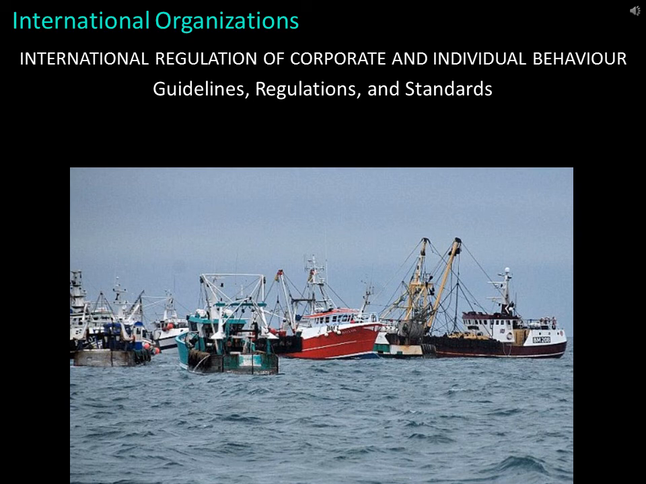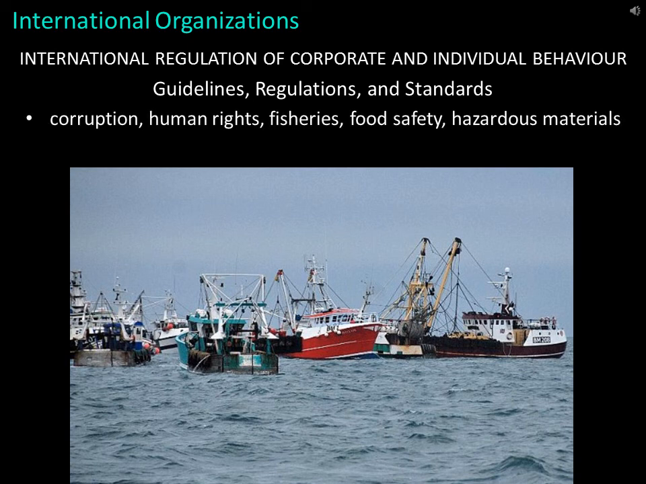A number of international organizations have put forth guidelines, regulations, or standards in an attempt to control corporate behavior with respect to many important issues, such as bribery and corruption, child labor, human rights, fisheries, the safety of food products, and the handling of hazardous materials. As international law, these regulations may be hard to enforce in some circumstances. They may, however, serve as blueprints as individual countries draft domestic legislation that will have a more direct impact.